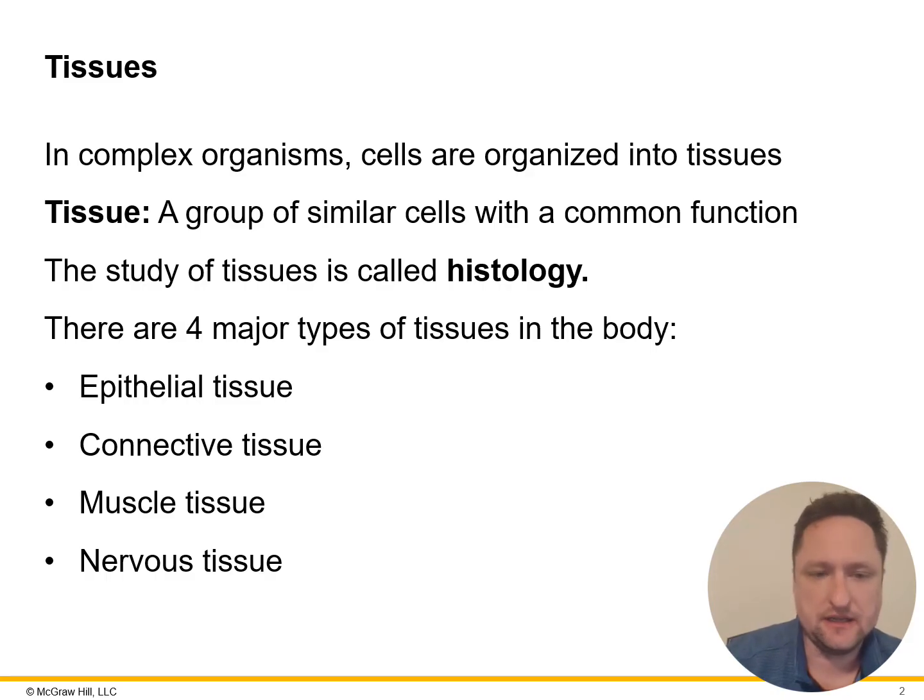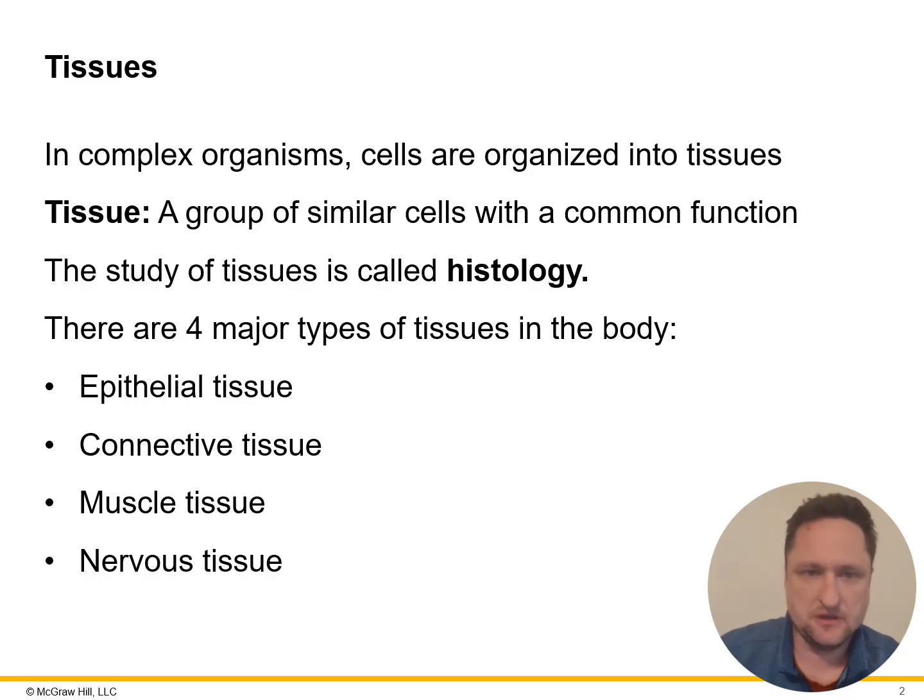So the human body has four primary categories of tissue. Epithelial tissue covers and lines the surfaces. It forms boundaries between the body and its environment. Number two is connective tissue. Connective tissue provides structure and support, binds organs together, stores energy, and protects the body.